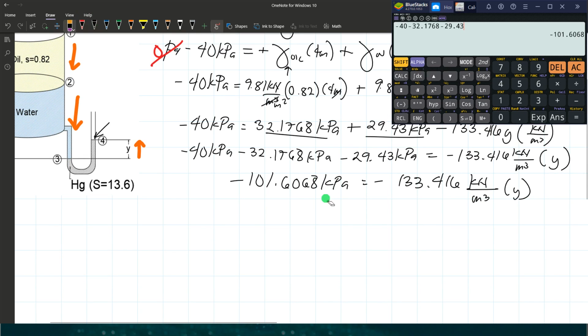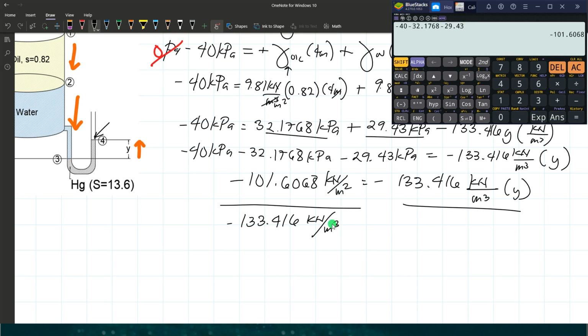So let me rewrite this equation. Kilopascal is in kilonewtons per square meter. So divide both sides by negative 133.416 kilonewtons per cubic meter, negative 133.416 kilonewtons per cubic meter. So we cancel out, and the unit that remains is meters. So y is in meters.